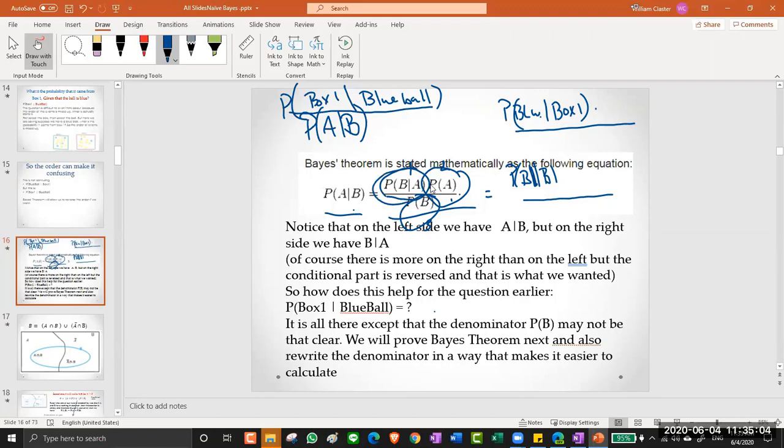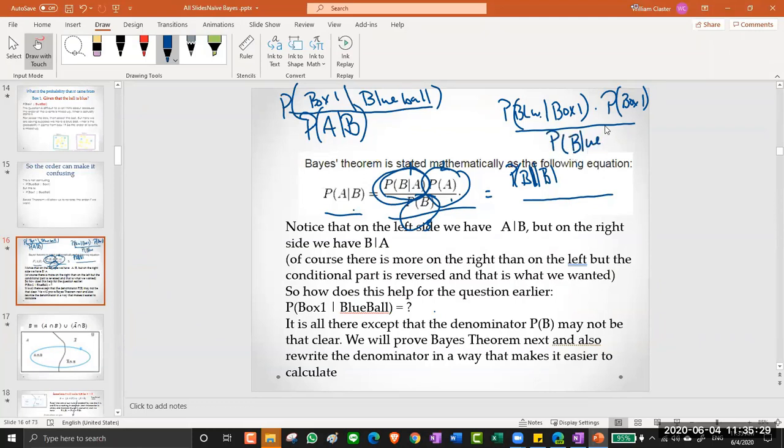That's here. And then what's this one? All blue balls. Box 1. I think that's the probability of box 1, right? Yes. Probability of box 1. Okay, and on the bottom? Probability of blue balls. Probability of blue.